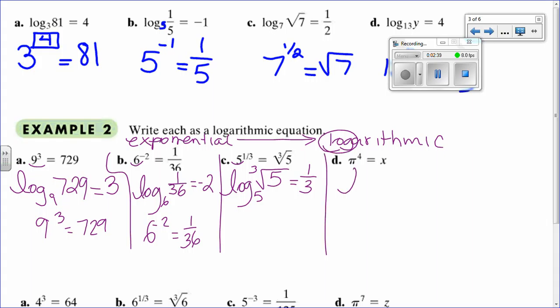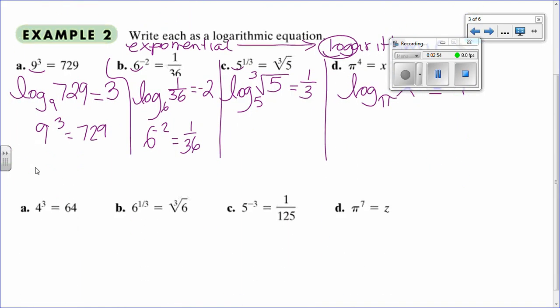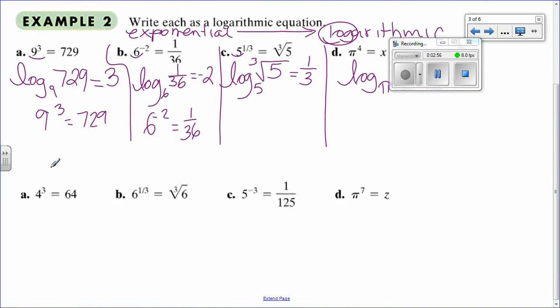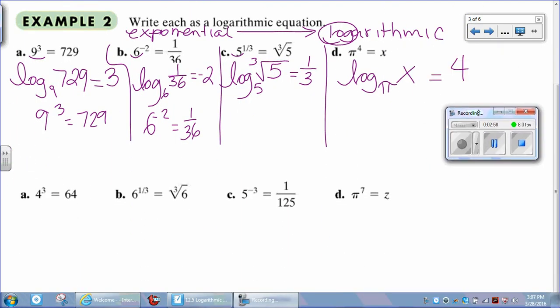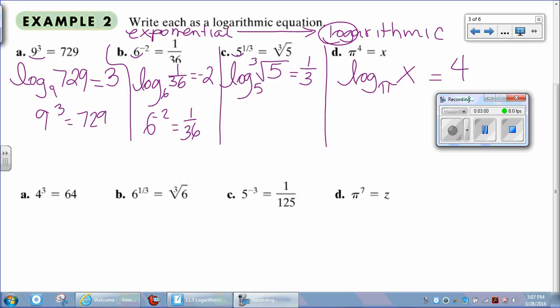And the very last one will be log base pi. That's okay because pi is a positive number, of x is equal to 4. And the next 4 problems, those are for you to practice. So I'm going to pause the video and then we'll come back to check.